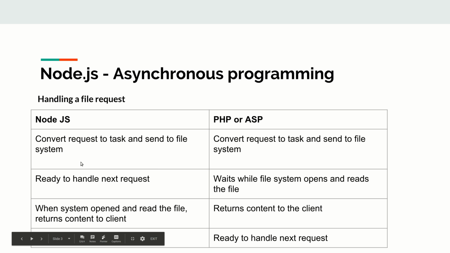Whereas in Node.js, once it converts the request to a task and sends it to the file system, it doesn't care about the output. It's ready to handle the next request from the client. When the operation is complete, it will return the content to the client. So in that time, it could handle n number of requests from n number of clients, whereas the other scripting language is not going to do that. It's going to wait for the operation to complete, and then it will handle requests from other clients.